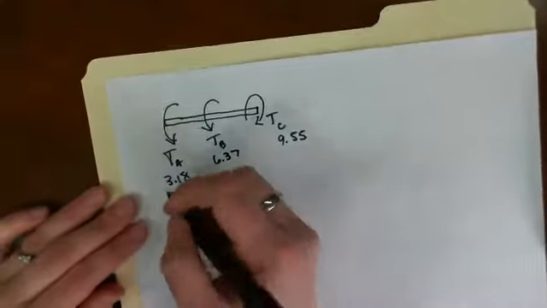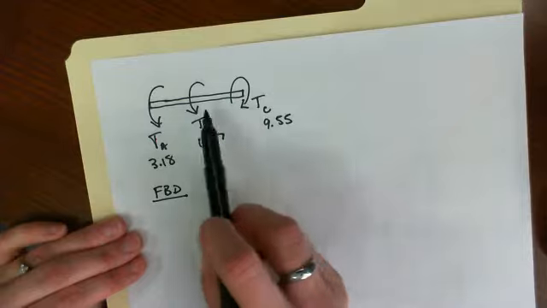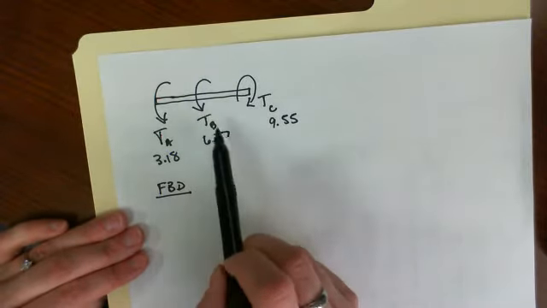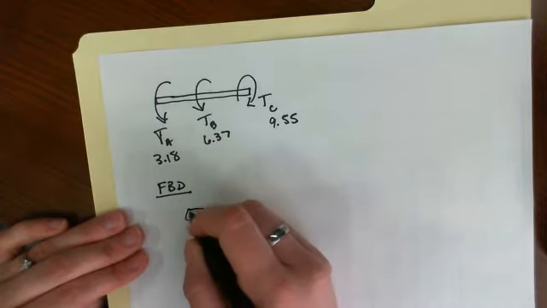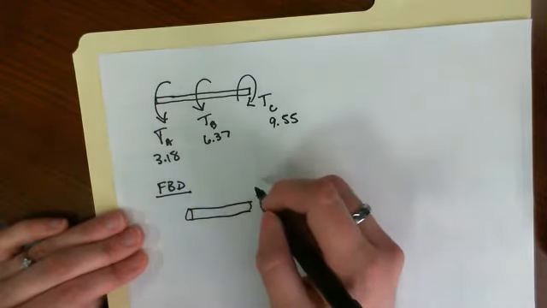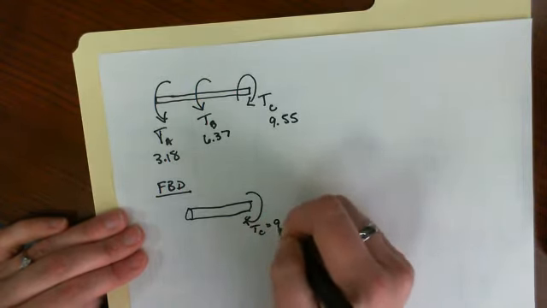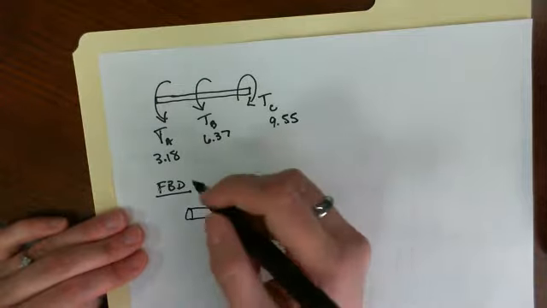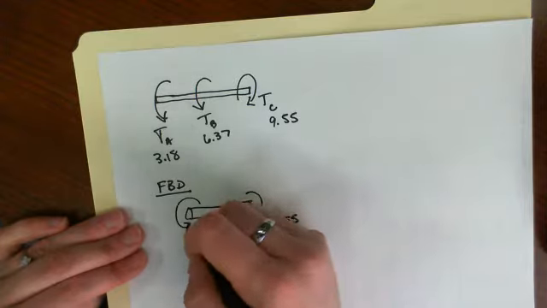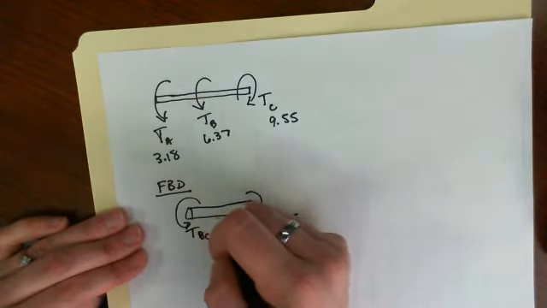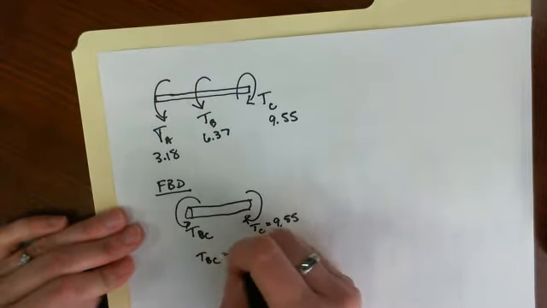Alright, so now if we do free body diagrams, we can find the internal load seen between B and C and A and B. We can take our shaft, apply our load at C, and cut it off before we get to B, so then we have a torque applied in the opposite direction, TBC. So we know that TBC is equal to TC.